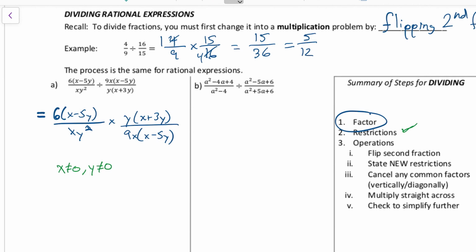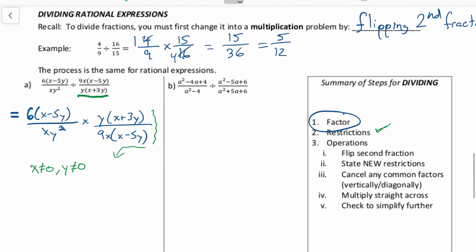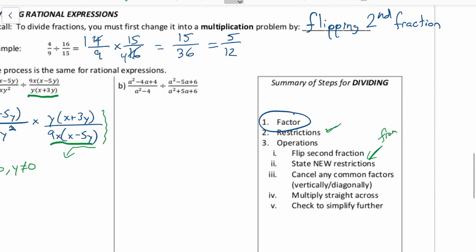Now here's something that's a bit strange. Because I flipped the second fraction, I have to take restrictions from both the numerator and the denominator because they were both in the denominator at one point. Like this part was in the denominator here, and now the numerator became the denominator. So I'm going to state new restrictions from both fractions' denominators, but also from the numerator of the second fraction.